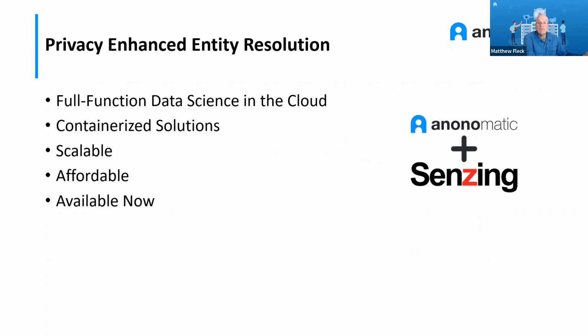So in summary, with Anonymatic and Senzing, you can supercharge your data science efforts, migrate everything to the cloud, use your data anywhere you want, and iterate faster. All of these capabilities are fully containerized, scale as you need, and the cost is likely much less than you might think. Certainly, it's less than if you tried to build these highly specialized capabilities yourself. Best of all, everything we've shown you today is available today.